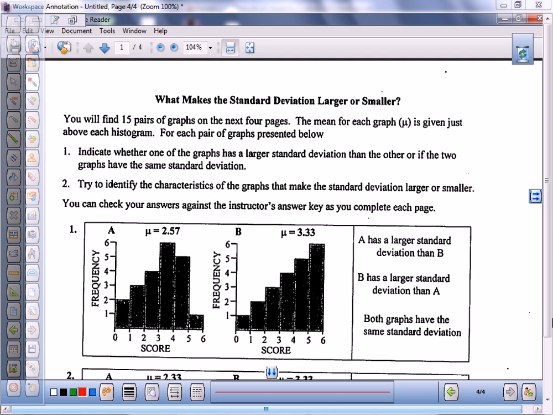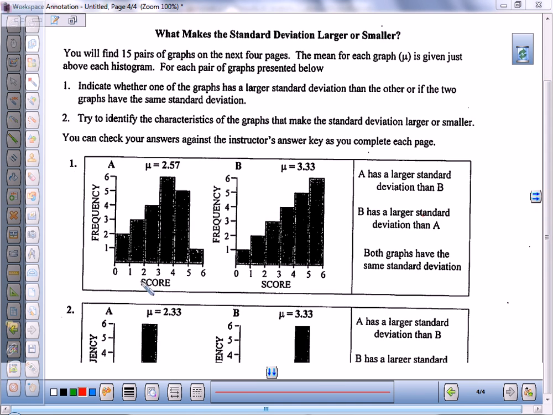Try to identify characteristics of the graph that make the standard deviation larger or smaller. You can check your answers against my key as you work. All right, so what we're going to do is first we're going to take our graph and we're going to draw in our means, and we're just going to kind of eyeball it.